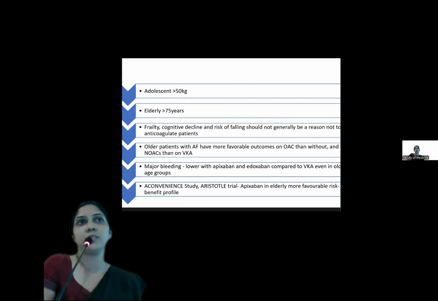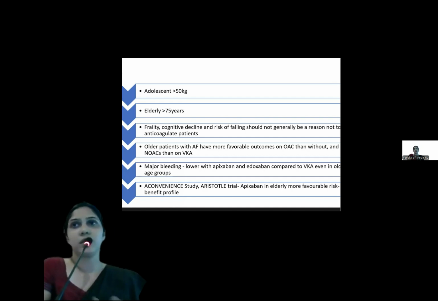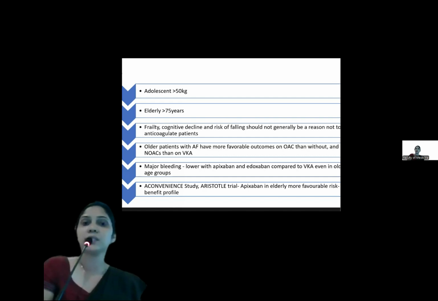So what is the evidence we have regarding safety and efficacy? All 4 cardinal trials included patients more than 75 in their cohorts. And what they found, especially in the ARISTOTLE study, is that patients with atrial fibrillation have a more favorable outcome when on an oral anticoagulant, rather than being anticoagulated with warfarin or not anticoagulated at all. Another observation is that the bleeding risk is less with apixaban and edoxaban compared to the other 2 drugs.